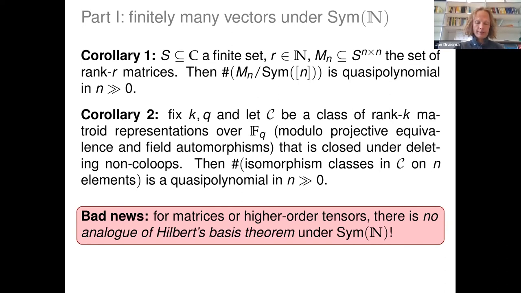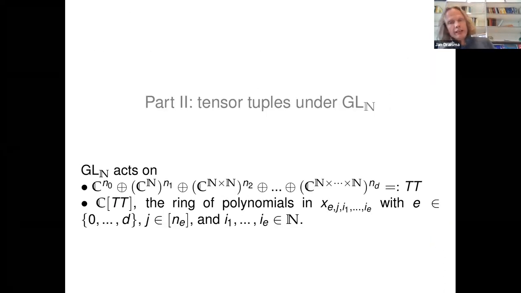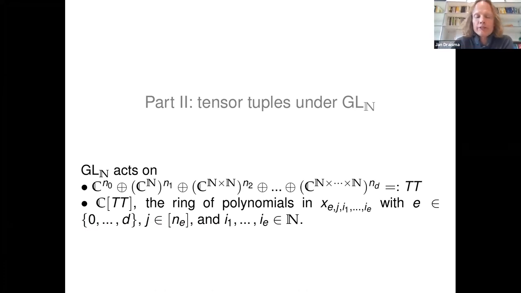Okay, so then I'll move to part two, which is tensor tuples under the infinite general linear group. So here we start with a space, which is a direct sum of tensor spaces. We take N0 numbers on which GL infinity just acts in the trivial way, just by the identity. We take N1 infinite vectors, we take N2 infinite matrices, and so on. And we call this space the space of tensor tuples, or TT.